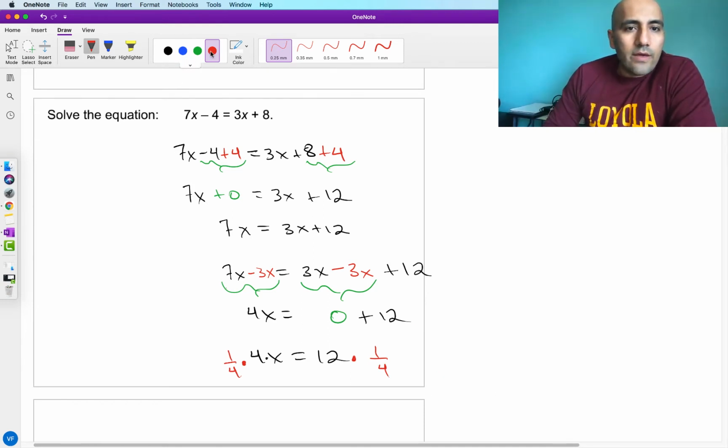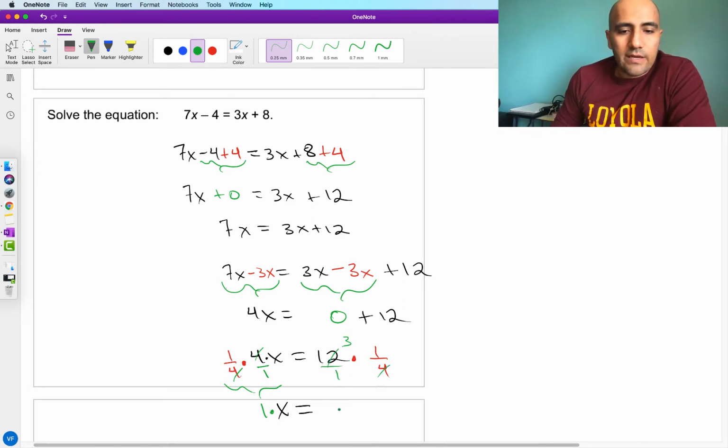So now I know that these guys, let's put it in green, these guys will cancel, right? We can put a little 1 underneath the 4. The 4's cancel, giving me just 1. 1 times x equals, 4 goes into 12 3 times. Put a little 1 here. 4 goes into 12 3 times. So I end up with 1 times x equals 3, or just x equals 3 as my final solution to this thing.